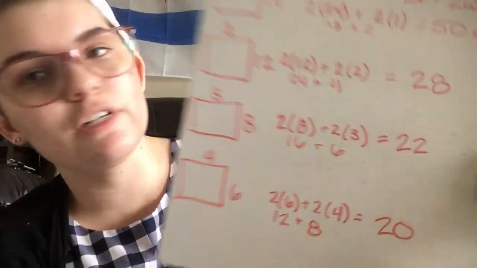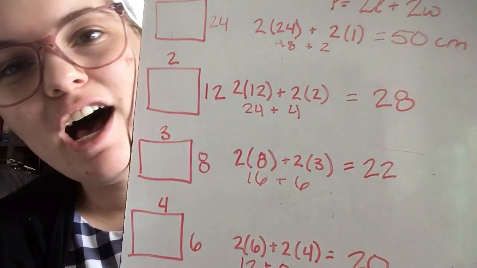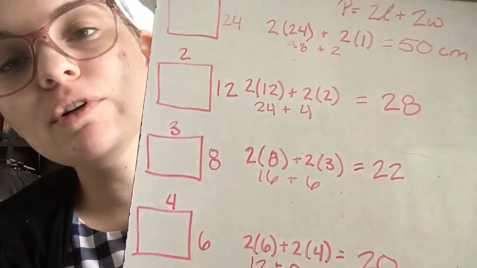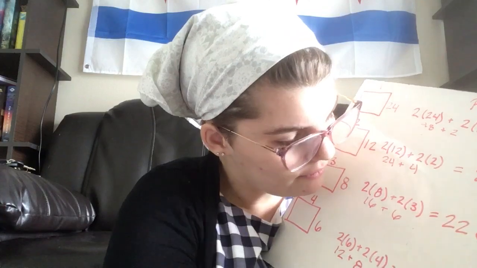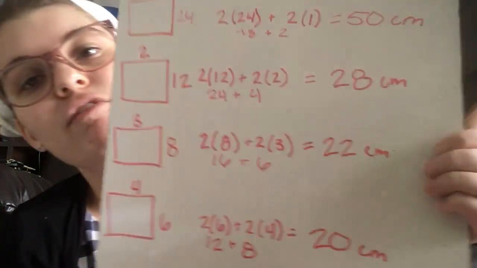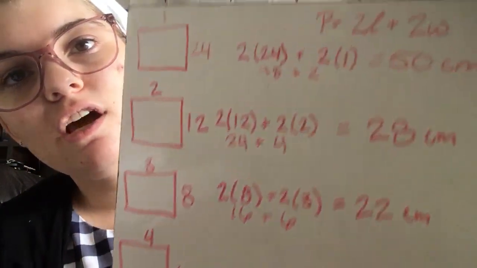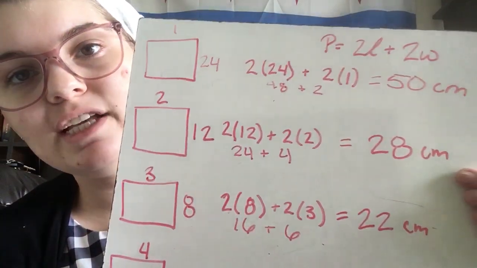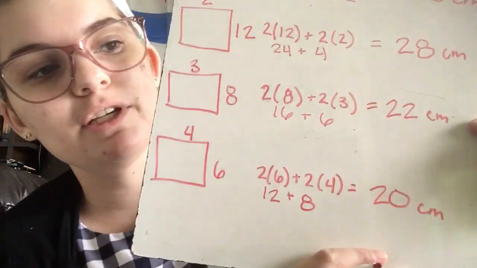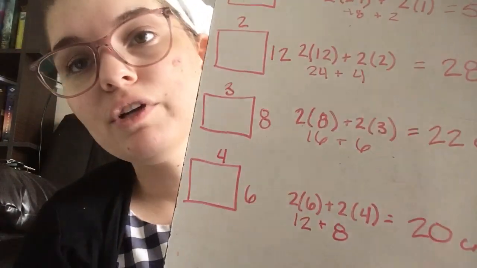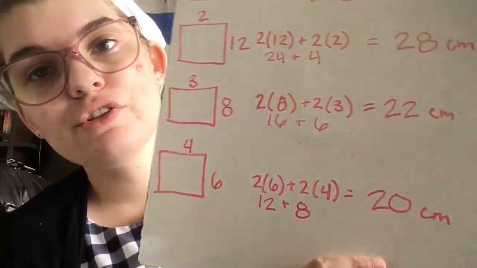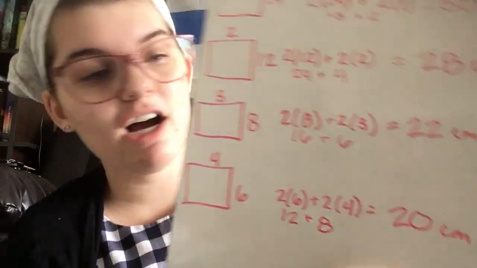So as you can see, we were going down by each of these. That was kind of a pattern. These are all centimeters, by the way, sorry. So now we have our perimeter for all of these. We have 50 centimeters around, 28 centimeters around, 22 centimeters around, 20 centimeters around. And we're looking for the shortest one. So the shortest one is going to be the smallest number, obviously.